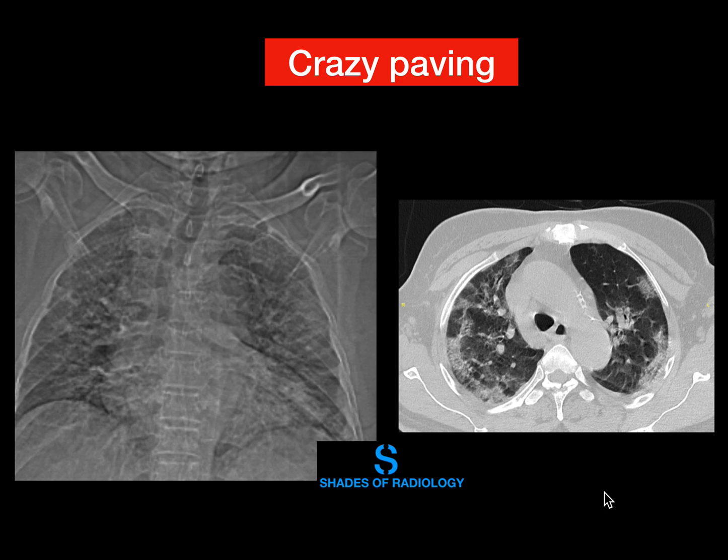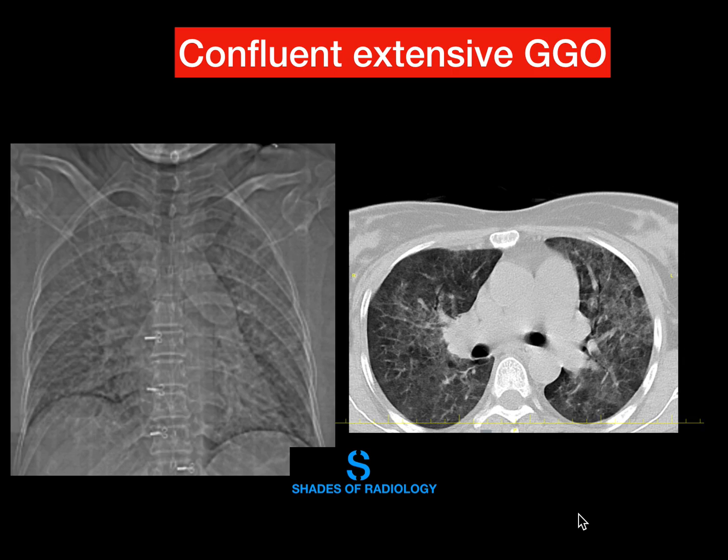And sometimes we only see the crazy paving, which is in moderate severity cases. We are seeing this finding, that is the alveolar opacification as well. You don't see any vessels behind this alveolar opacity. And there is interlobular septal thickening as well. So the presence of interlobular septal thickening and alveolar opacity gives an appearance of crazy paving.